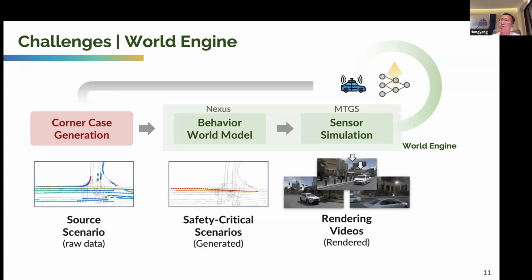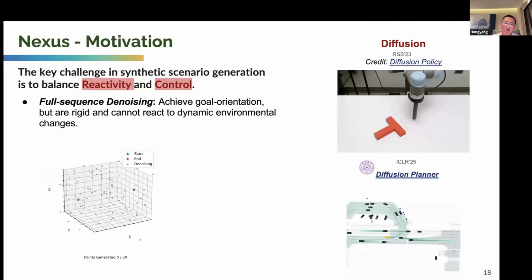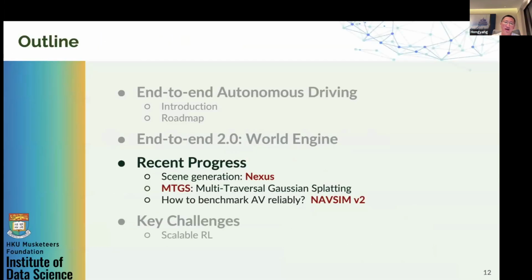And then we have the algorithm engine, which is not drawn here simply because it's work in progress. So altogether, these two parts, I mean, the data engine and also the algorithm engine, make up the whole World Engine pipeline to improve an arbitrary end-to-end algorithm. So in the third part, I'm going to go into the details about the recent progress on the data engine part, where we have the scene generation called Nexus and also the MTGS, multi-traversal Gaussian splatting.